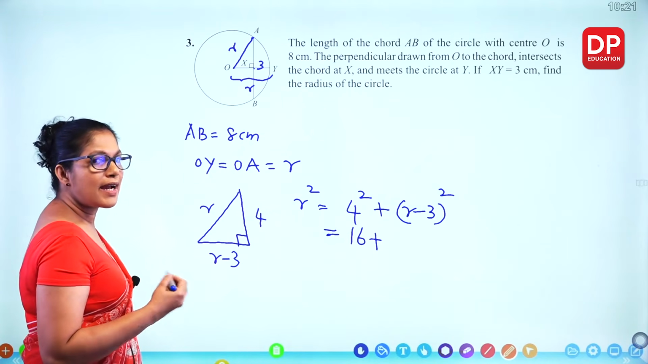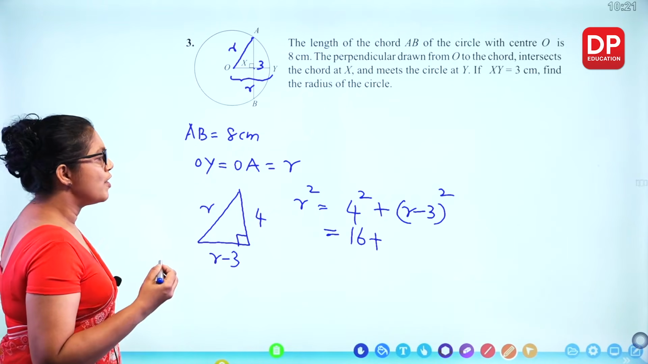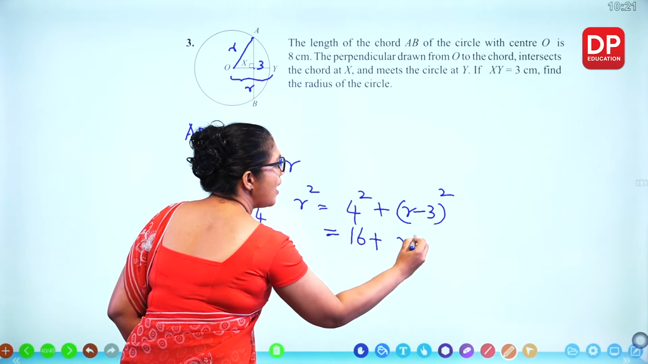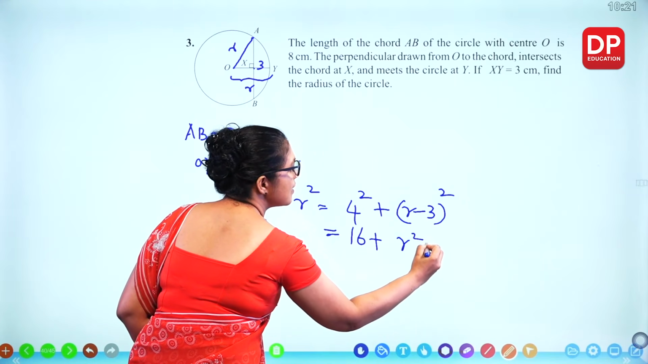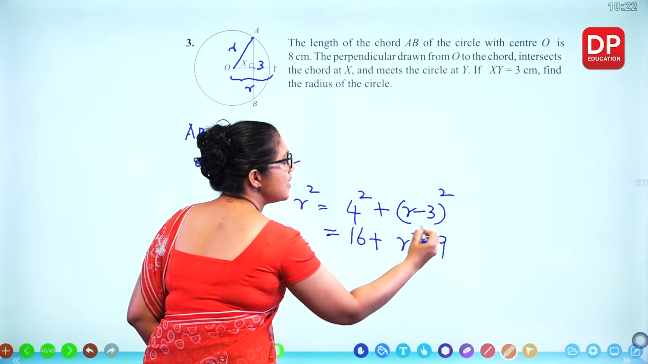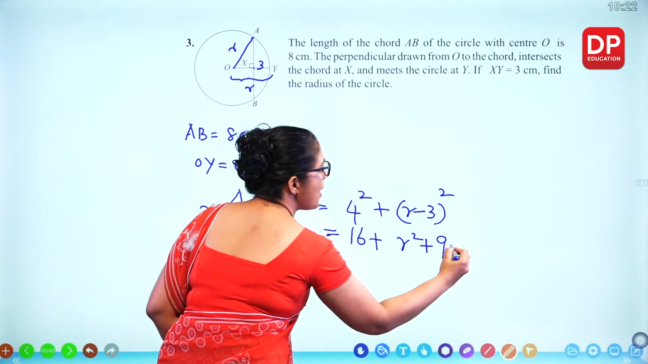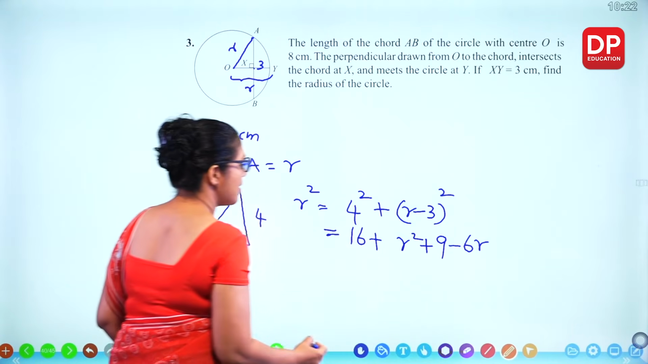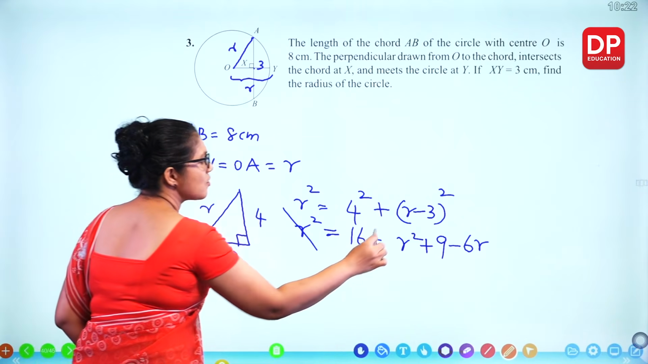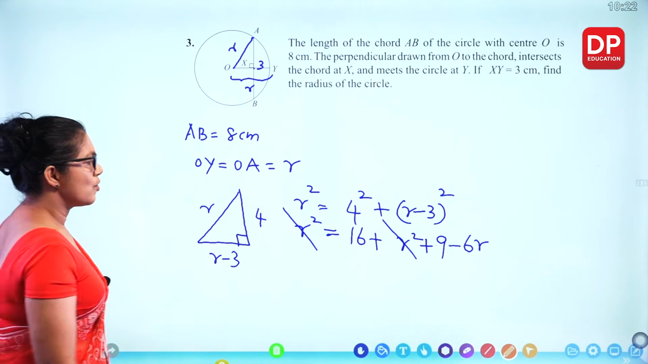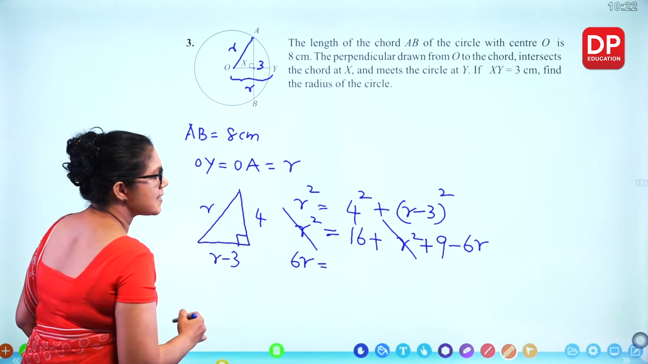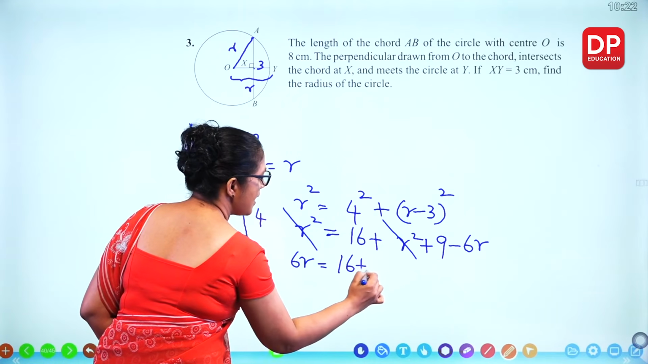Now try to simplify. 4 squared is 16. When you expand brackets, can you remember now? When you expand brackets, what do you get? R squared plus square of the last term, that's 9, double of the middle two terms, minus 6R, is equal to R squared. Now, can you see? R squared gets cancelled out. So here we'll take minus 6R to this side. That becomes plus 6R is 16 plus 9.